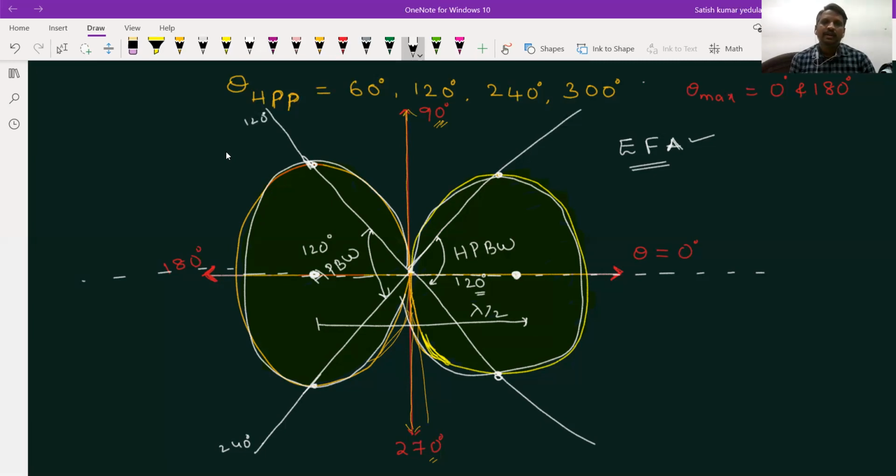In the next class or next lecture, we will be seeing the third case, which is an array of two point sources of unequal amplitude and any phase. That's what we will be seeing.